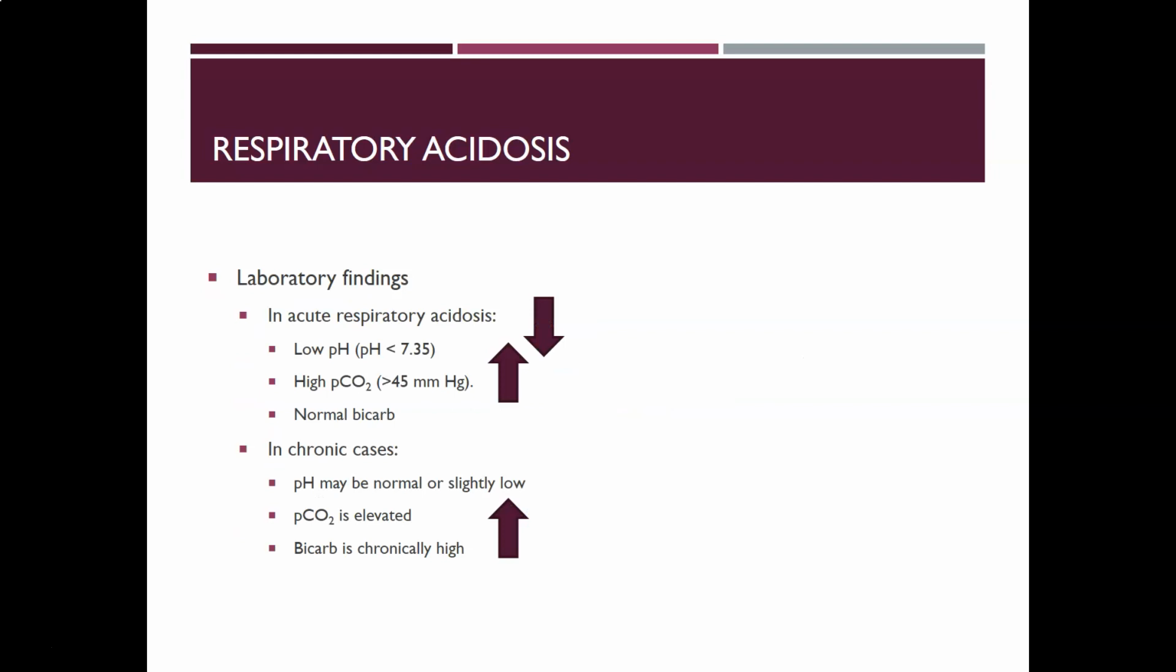The lab findings on the ABG: if your patient has acute respiratory acidosis, the pH will be low, below reference range, but the PCO2 will be high. So the values are moving in opposite directions, and the bicarb is generally normal.